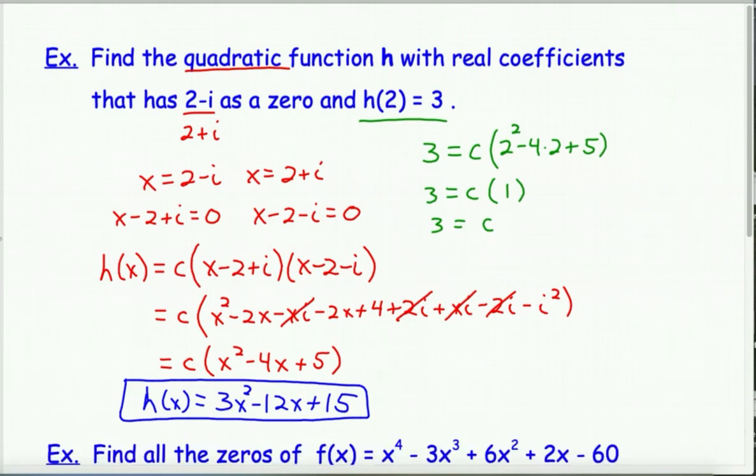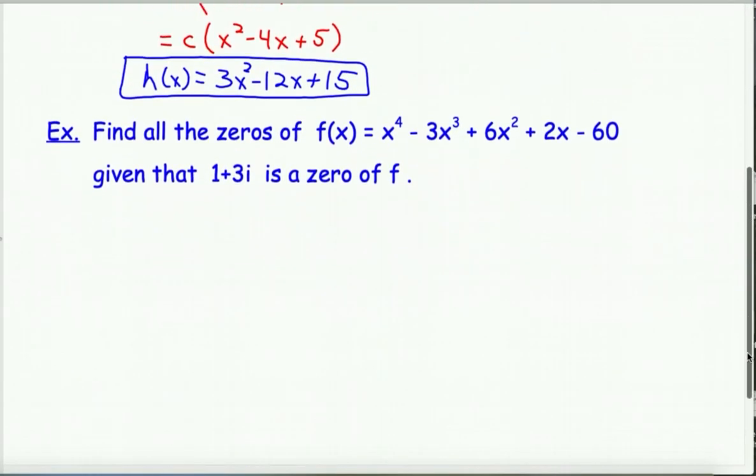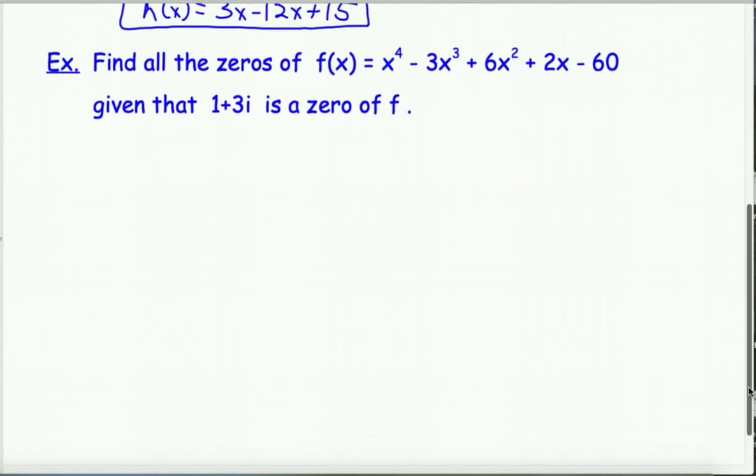All right, one last example. Find all the zeros of this function given that 1 plus 3i is a zero. So right away we know 1 minus 3i is a zero, which means x minus 1 minus 3i is a factor, and x minus 1 plus 3i is also a factor, times the rest.